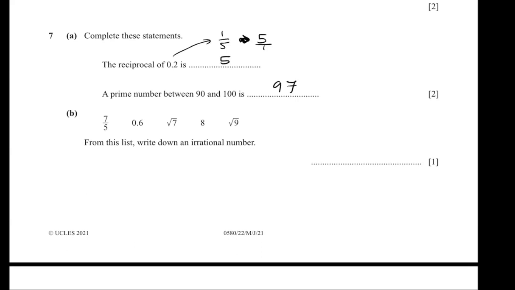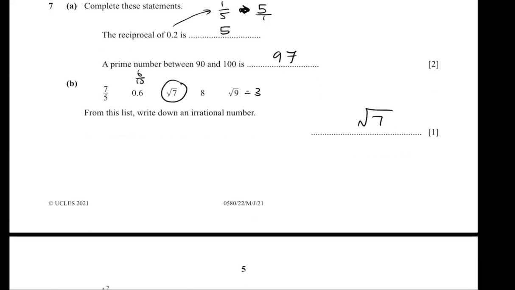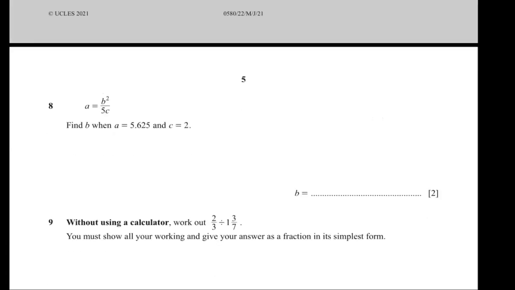Let's write down an irrational number. An irrational number means that it cannot be represented as a fraction. So this is the only one, square root of 7. Square root of 9 is equal to 3. This one is 6/10. So all can be represented as a fraction except for square root of 7.